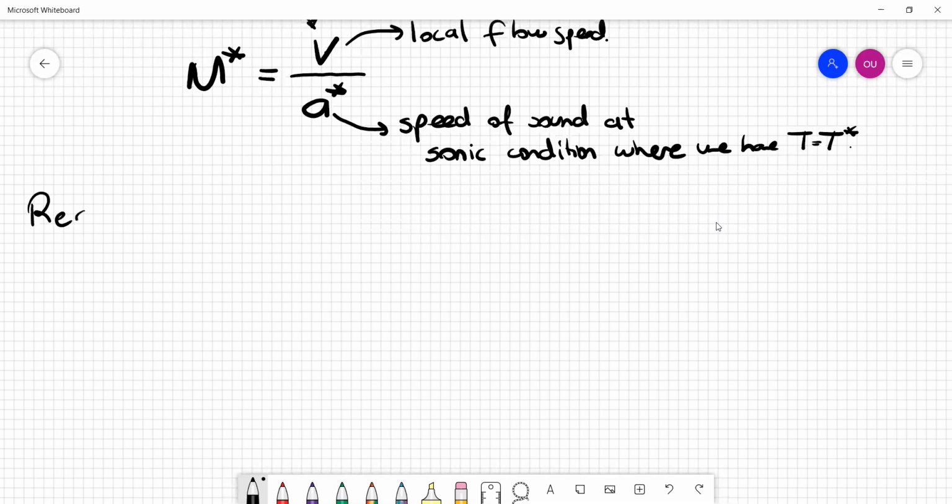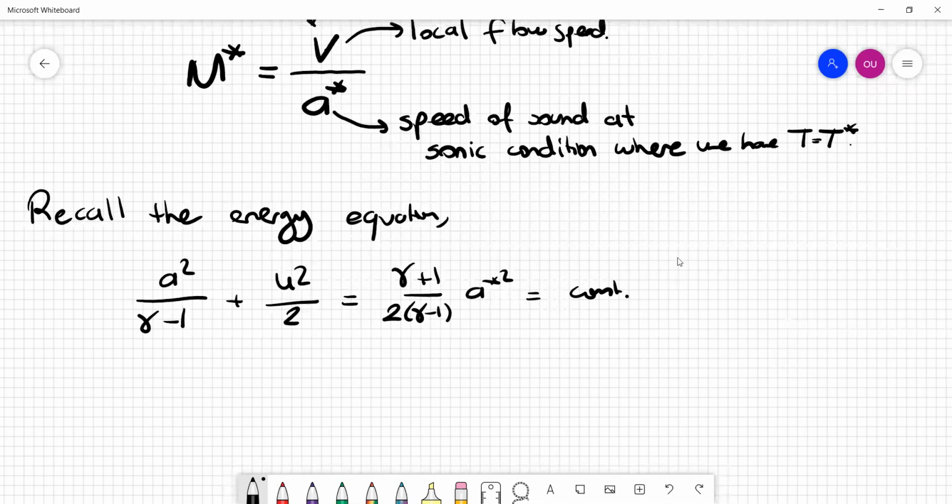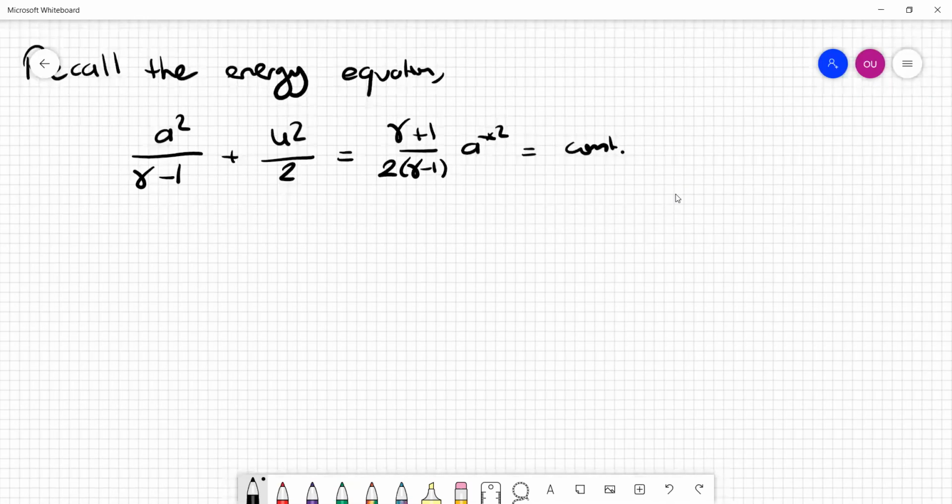So let's recall the energy equation we have. I will rewrite it here. A square over gamma minus 1 plus U square over 2 was equal to gamma plus 1 over 2 times gamma minus 1 times A star square. So we said this was a constant. We obtained this equation before. Now I want to see some Mach numbers in this equation, so let's divide this equation by U square.